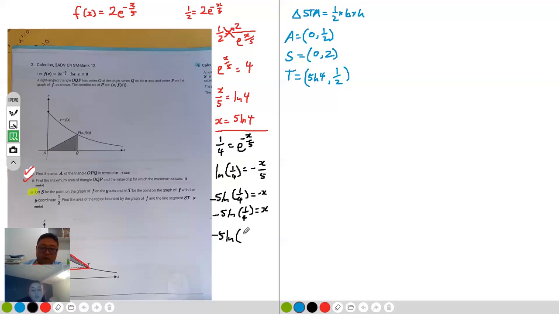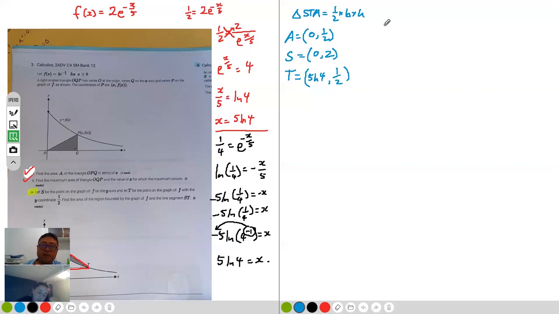Now, 1/4 is 4 to the power of negative 1. And with log laws, what can you do with this negative power? Bring it down. Bring it out the front. Okay? So positive 5 ln 4 equals x. Does that make sense? Yeah, that does.